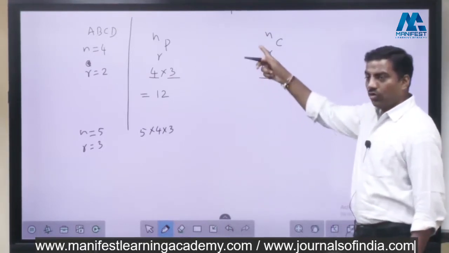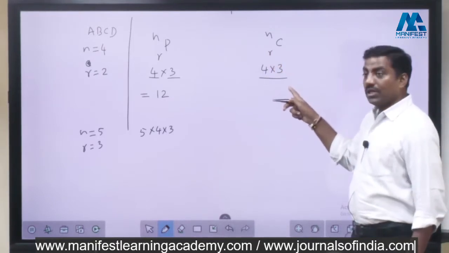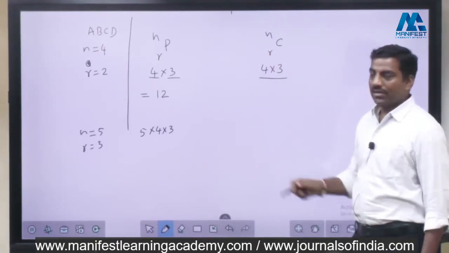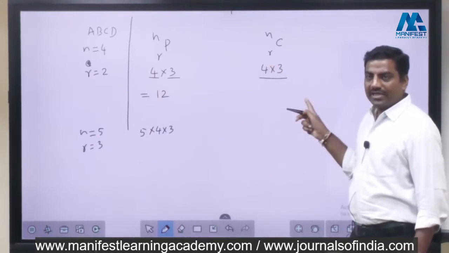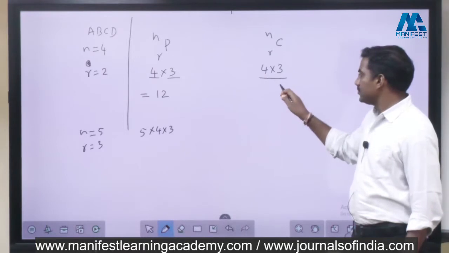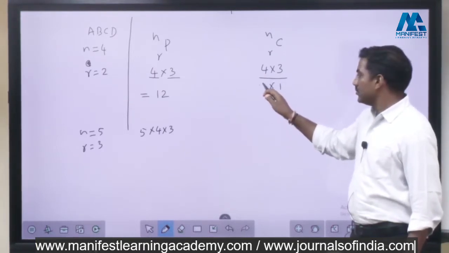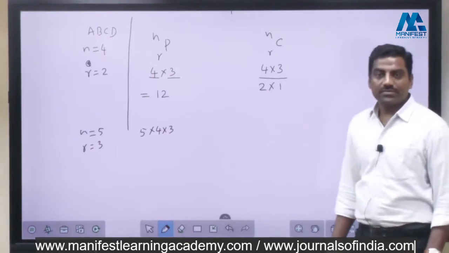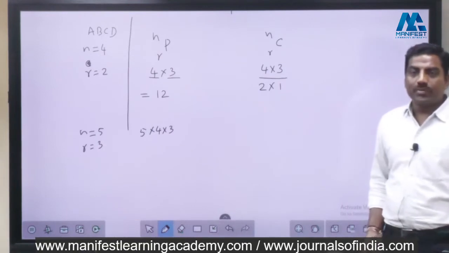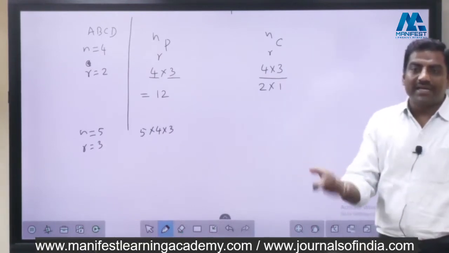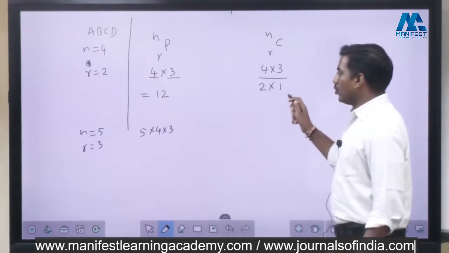We started with 4, no? That was the highest n. Here, you start with 1. In the numerator, you started with the highest number. In the denominator, you start with 1. Again, start multiplying, up to where? Up to 2 entities. The number of entities we are taking in the numerator should be equal to the number of entities we are taking in the denominator. 4 into 3 divided by 2 into 1. This is what?